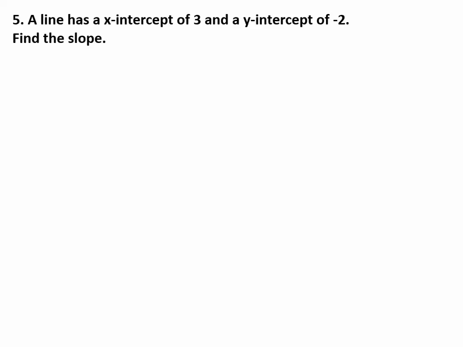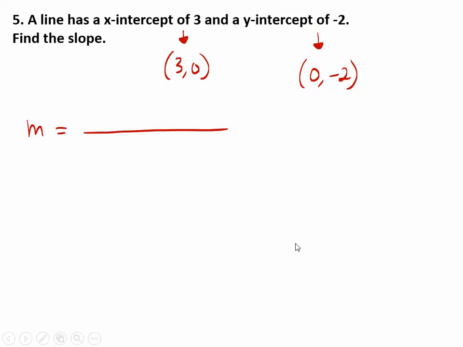And here's a little trick to it. If I say x-intercept of 3, what coordinates do I have? Yeah, it's a (3, 0) coordinate. If I have a y-intercept of -2, what's the coordinate? (0, -2). Perfect. And then from here, now you can plug in the numbers you need.